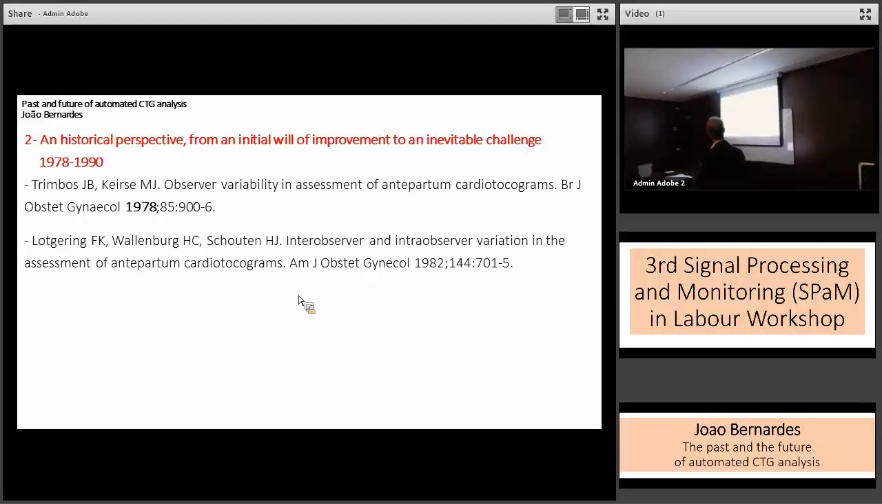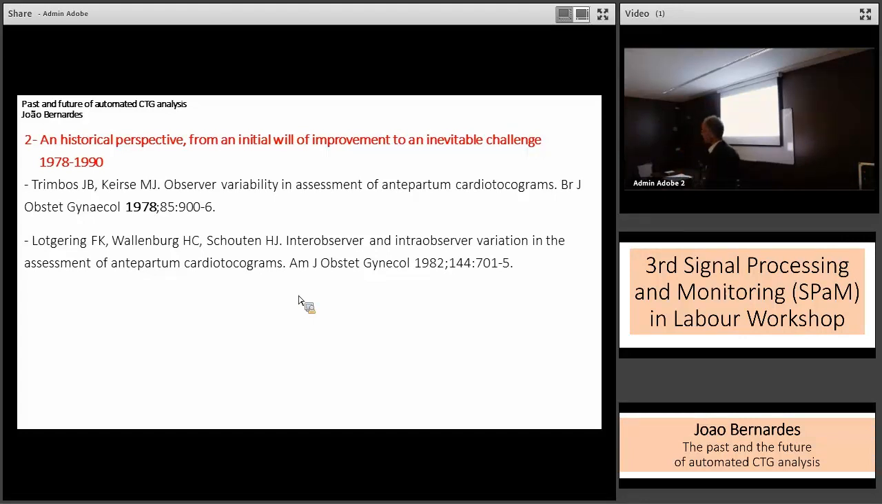Okay, in 78 something happened. Trimbos and Keirse published the first paper on observer variability in the assessment of cardiotocograms. Then other authors, like Lodring and Bill Liu, for example, in Canada, and other colleagues published during this period papers on what you saw yesterday during the roundtable. The best way to explain what this means in clinical practice is to remember what happened yesterday. 4 experts, 5 or 6 opinions. Different opinions.